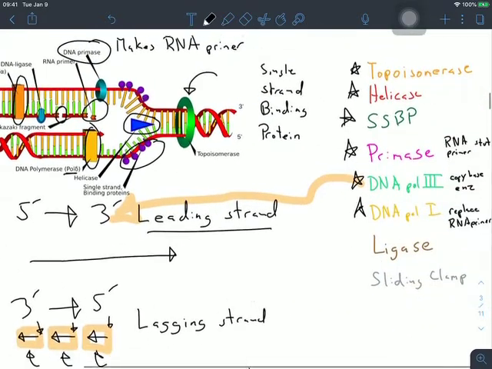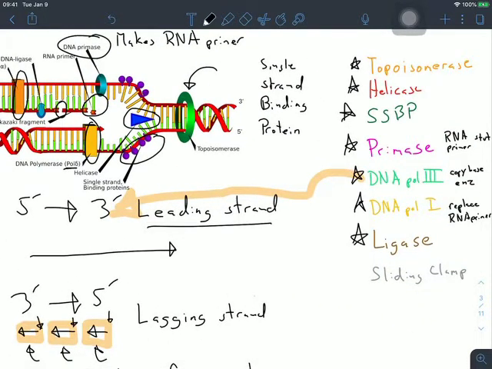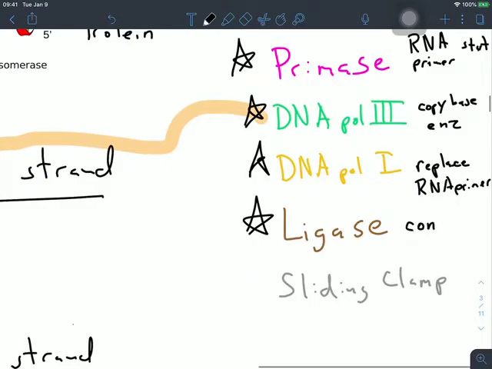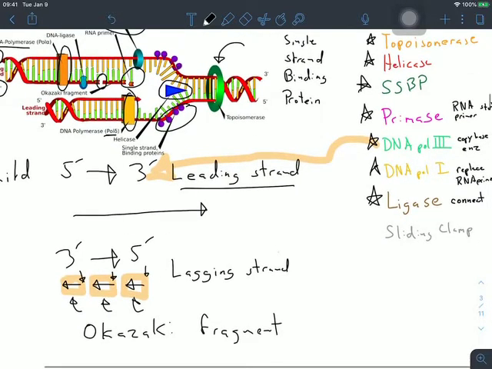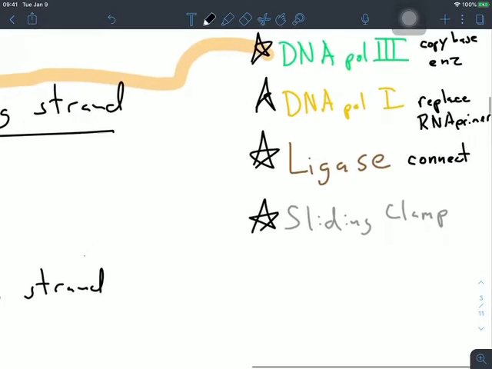In order to connect them, we have to ligate them, and that is the role of DNA ligase. So, DNA ligase will come in after DNA Pol 1 and connect our separated Okazaki fragments. Now, while DNA Pol 3 is going through and copying bases, we'll get to a discussion of how fast exactly that occurs. The enzyme that's making sure that DNA Pol 3 does not slip off is called the sliding clamp.